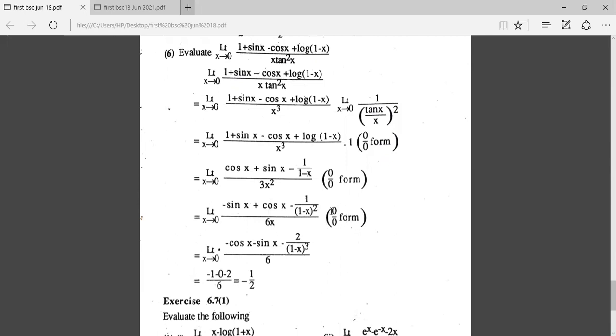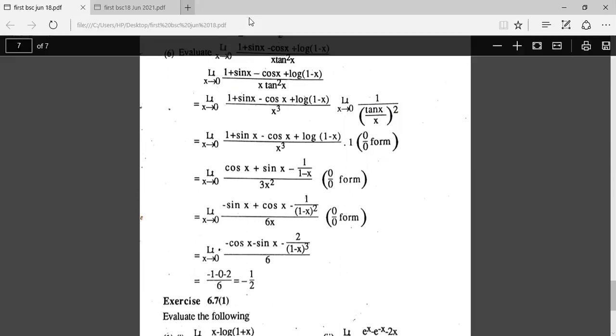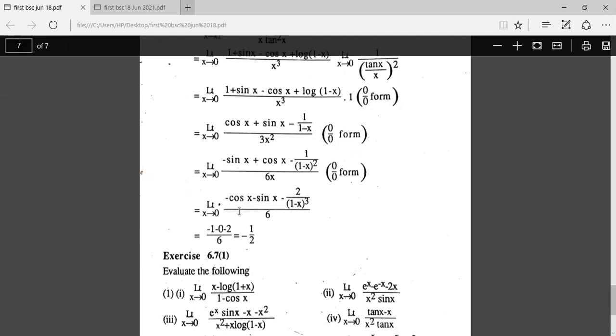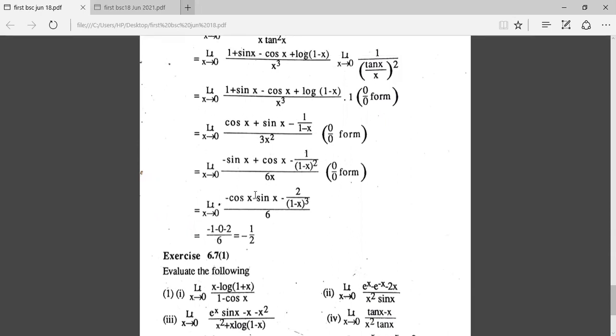Again, it is of 0 by 0 form. So therefore, you have to use L'Hospital rule again. Differentiation of minus sin x is what? Minus cos x. Differentiation of cos x is minus sin x.